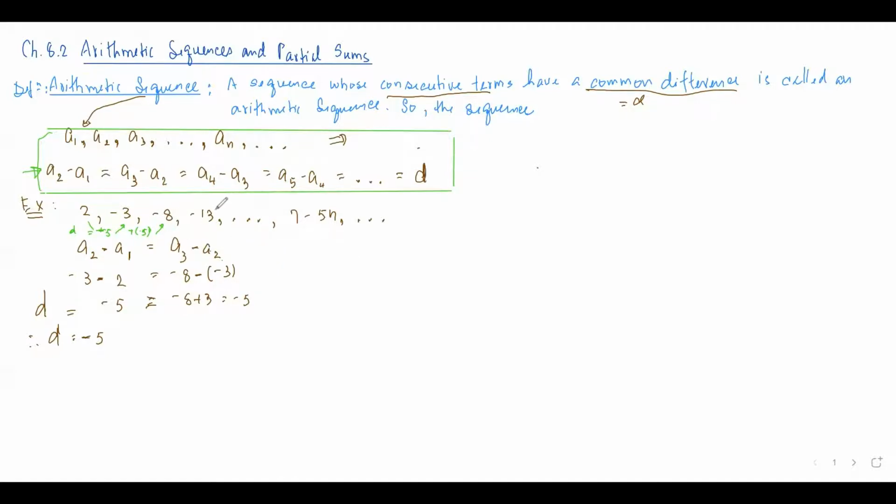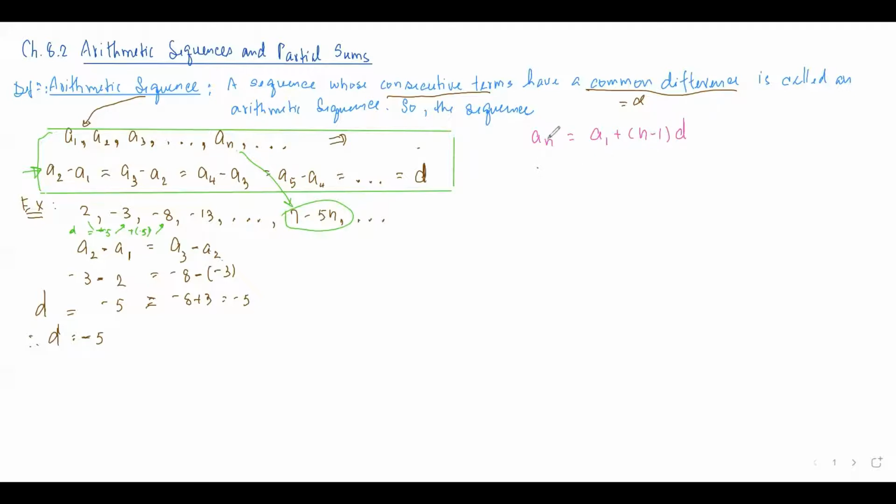So you can check and then you can find the next term, up to the n term. Right now it's 7 minus 5n. 7 minus 5n means the an term. But how do they get this one? Then when we have this arithmetic sequence, the formula is, I like the formula first and then we can prove it later. The formula for arithmetic sequence is an equal to a1 plus n minus 1 times d.